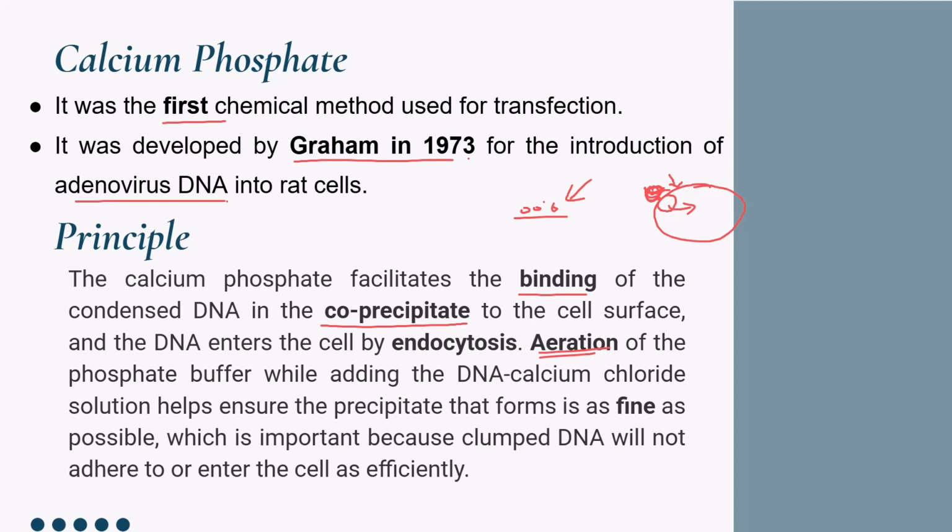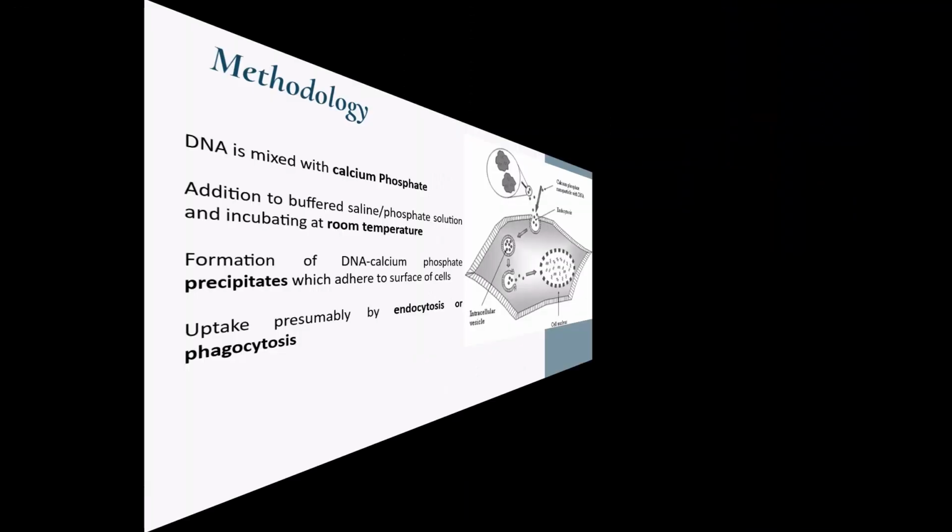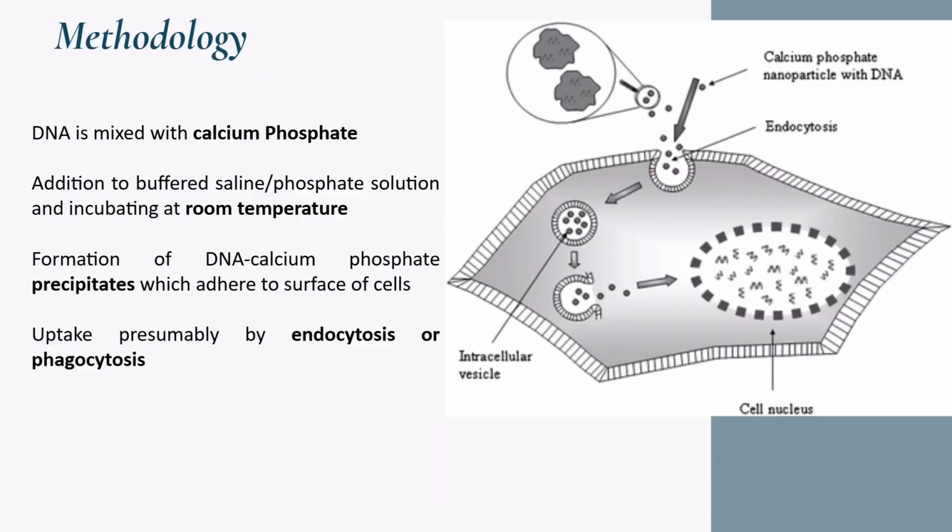The precipitate formed will be much smaller, like fine precipitates will be formed. So the smaller the size of the precipitate, the easier it will be for the cells to incorporate it inside the cell, right? So that's why proper aeration is done. Now methodology, it's the same that I said.